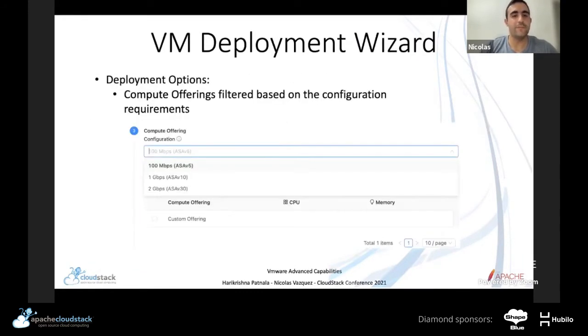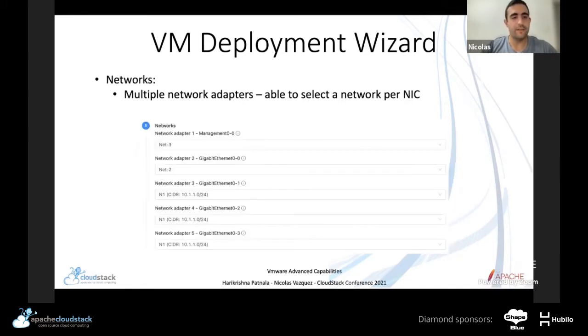And in the VM deployment wizard, the users will see the deployment options, if there are any, in the compute offering section. The compute offering section will filter all the compute offerings that match those requirements from the deployment options. Then if there are multiple NIC adapters, the user will have the option to plug them into different networks, depending on what's defined in the OVF file.